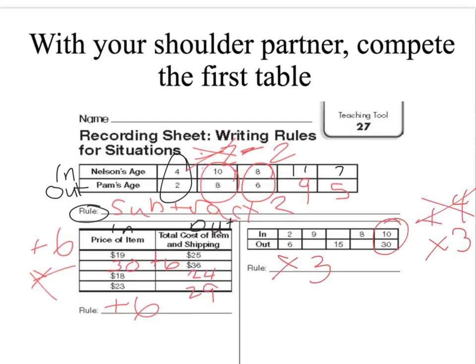So now if I know that the in is 9, I'm going to multiply by 3. That's going to give me 27. And if I know that the in is 8 and I multiply by 3, I'm going to get 24.